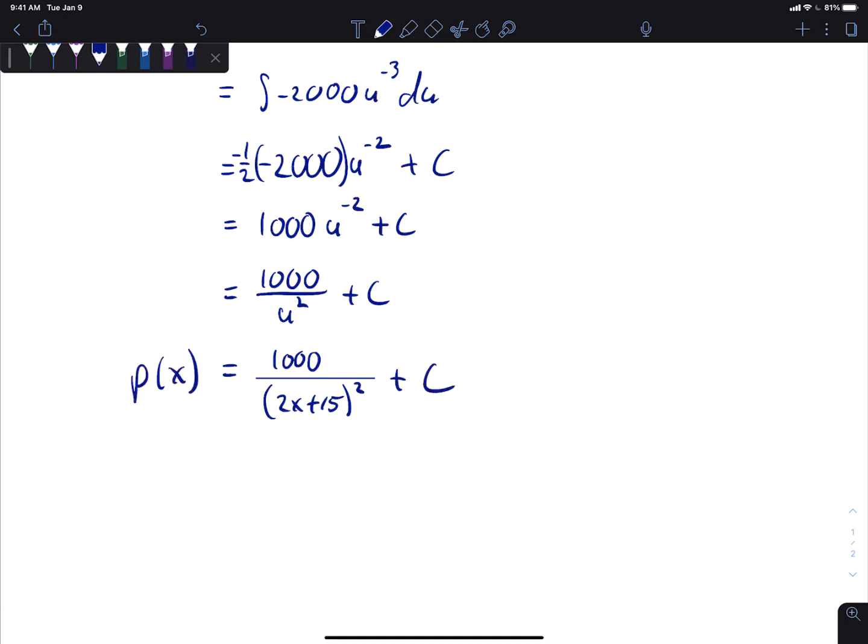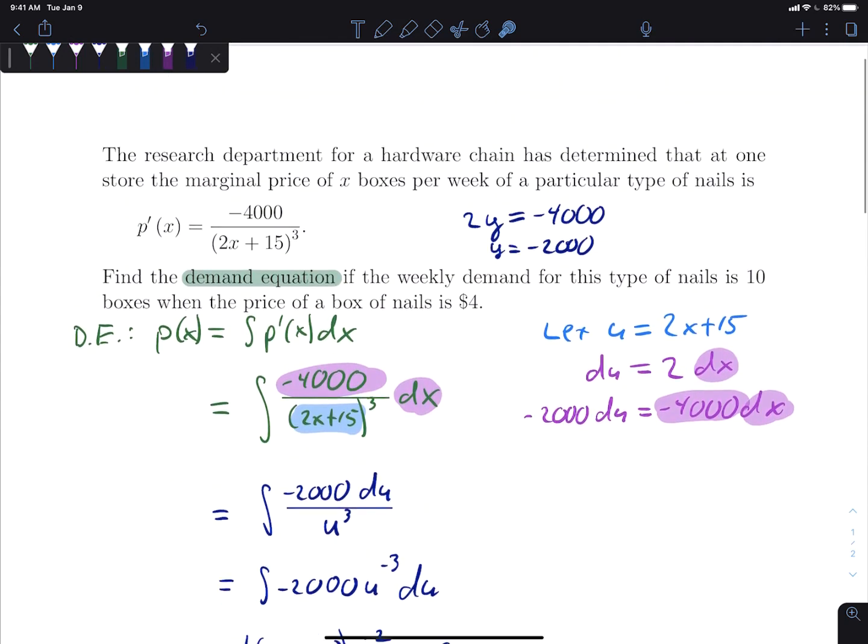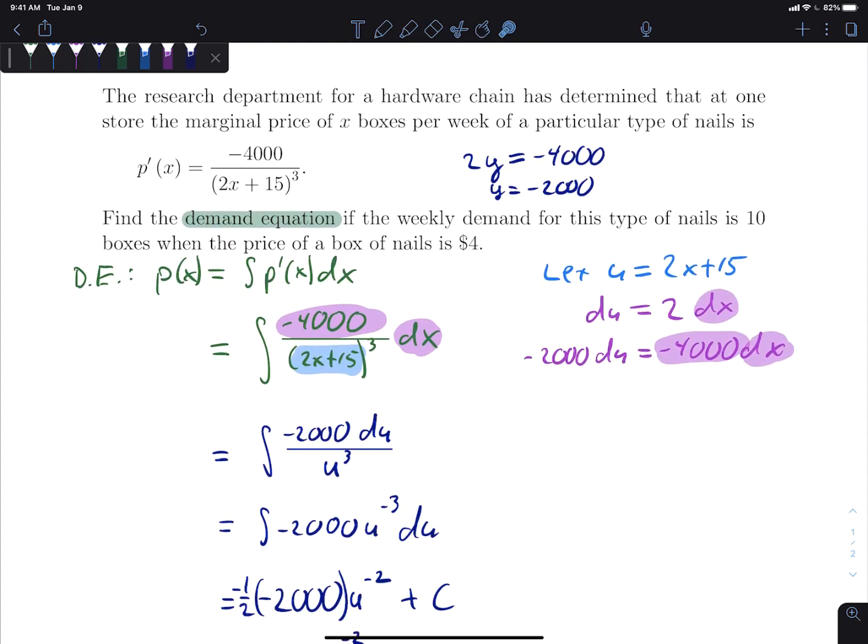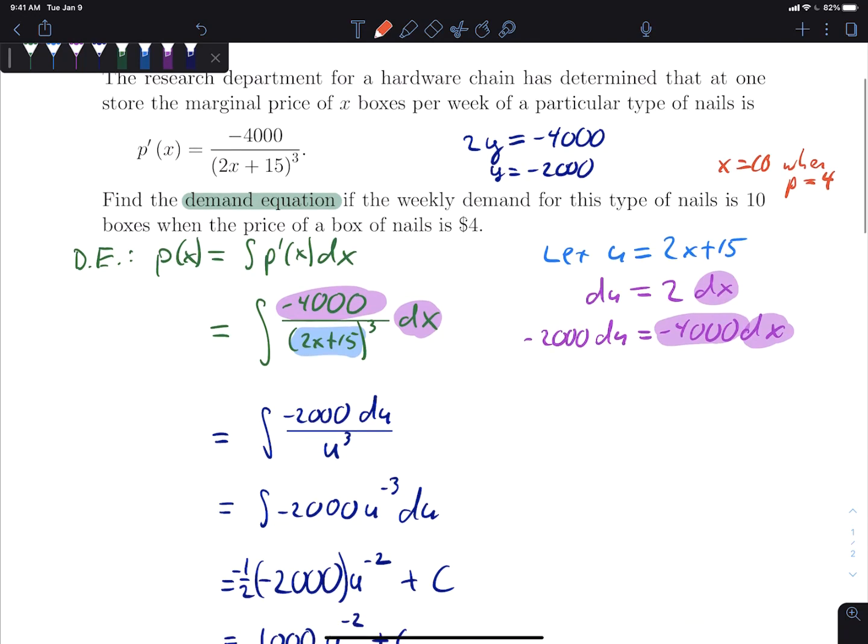And this is the demand equation, kind of. This is a family of demand equations. Notice that this constant needs to be determined. How do we figure that out? Well, we go back to the question. In the question, it says, find the demand equation if the weekly demand is 10 boxes when the price is $4. In other words, that's telling me that x equals 10 when p equals 4. So replace everything with what it is. In other words, it's telling me that p of 10 is equal to 4.